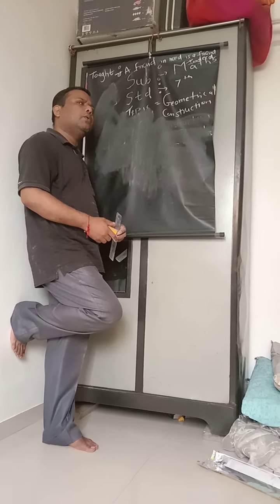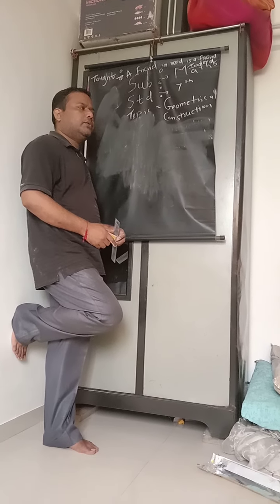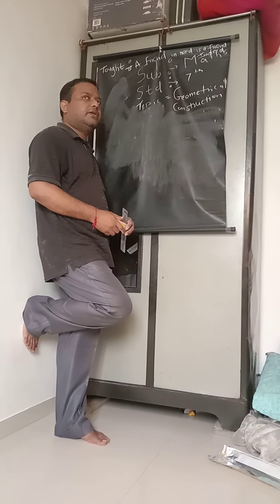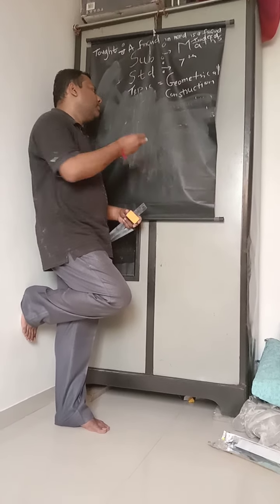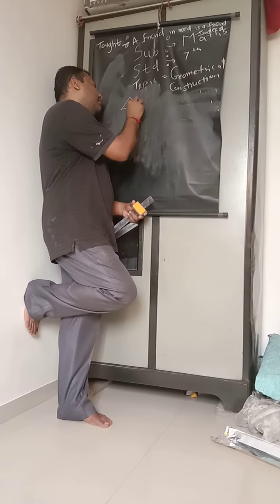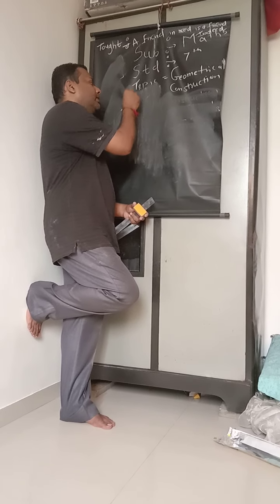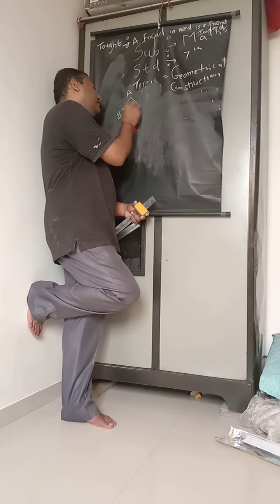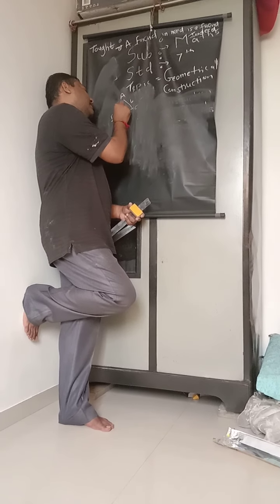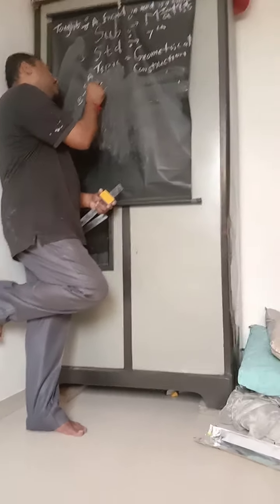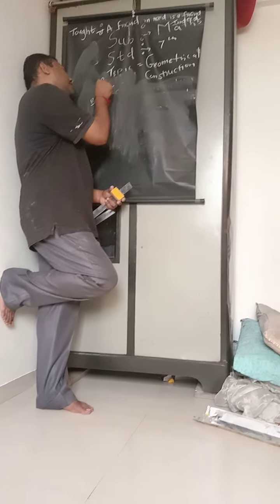I gave you homework also, and you have done the homework. But today's lecture is specially for the geometrical construction of a triangle. What is a triangle? I am drawing this rough diagram. This is a point A, B, C. This is side a, this is BC. This is angle theta, this is angle theta 1, and this is angle theta 2.